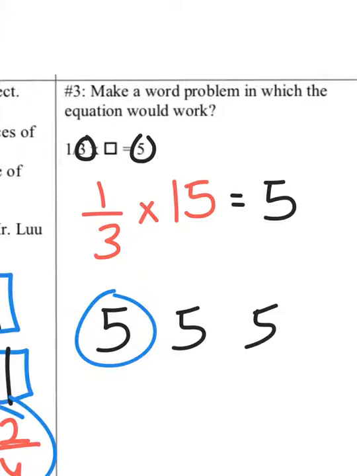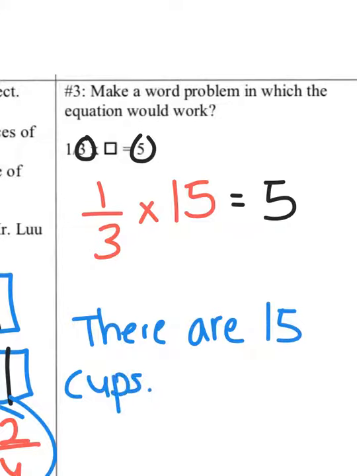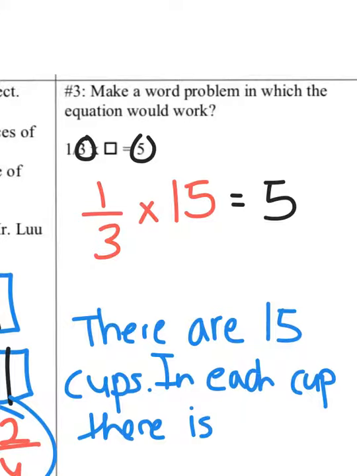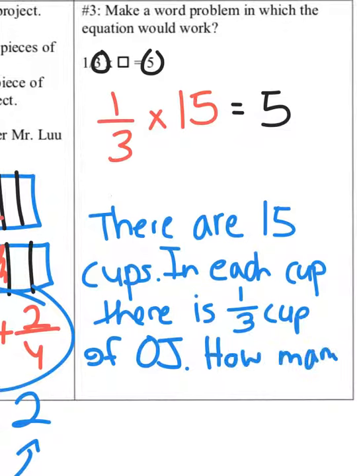So to make a word problem up, you can make anything up, as long as it's going to be 1/3 times 15. For example, you could say there are 15 cups or glasses. And then in each cup, there is 1/3 cup of orange juice. So, how many cups of orange juice are there all together? So that is going to be an example of a word problem.